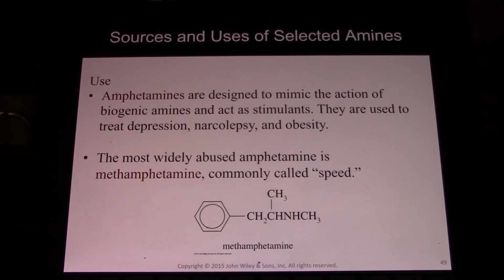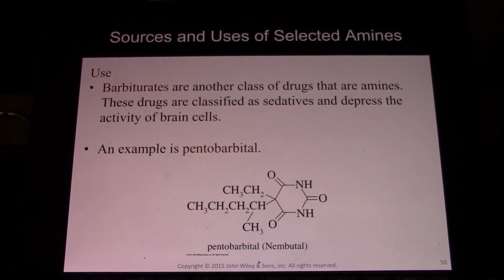However, amphetamines are extremely addictive and they have the possibility of being abused, so they're not really prescribed unless they're absolutely necessary. And methamphetamine is typically called speed, and the U.S. has had a long-standing problem with methamphetamine addiction, which is pretty debilitating to a person's life.